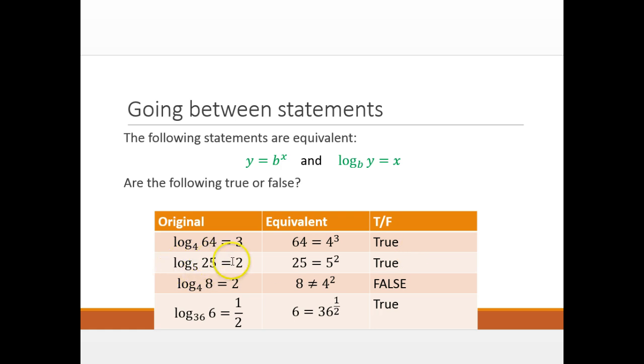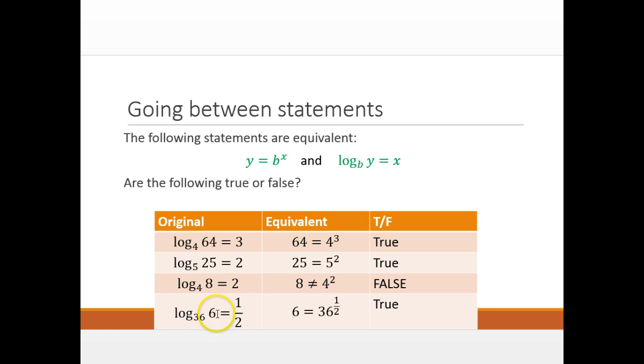Log base 5 of 25 equals 2. My base is 5, my exponent is 2. So 5 squared equals 25. That's also true. Log base 4 of 8 equals 2. Base is 4, exponent is 2. 4 squared equals 8. That's not true because 4 squared doesn't equal 8. That's false.